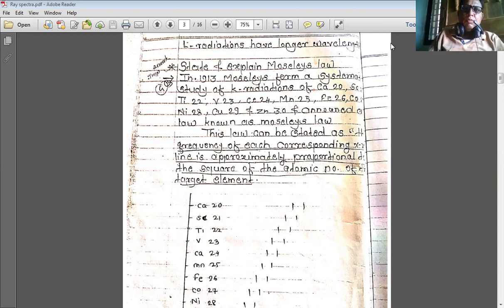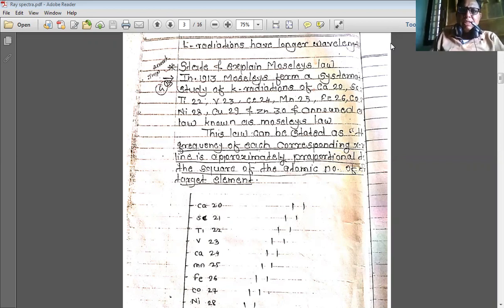In 1913, Moseley made a systematic study of the K radiations of some elements: calcium 20, scandium, titanium 22, vanadium 23, chromium 24, manganese 25, iron 26, cobalt, nickel 28, copper 29, zinc 30. He announced a law, known as Moseley's law.